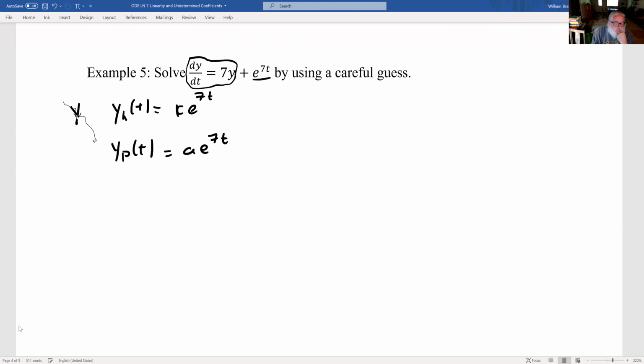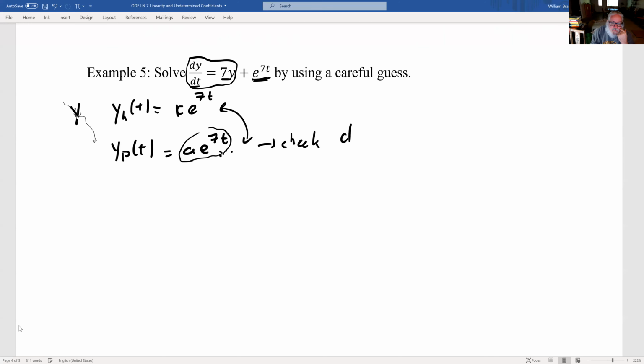But there's a problem. This is the homogeneous solution. So what I know is going to happen if I plug this in, these two terms will cancel each other out, and I'll be left with an e to the 7t. This won't actually turn out to be a solution to this equation. So check.